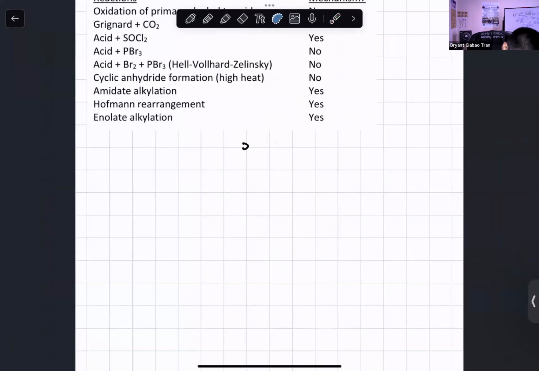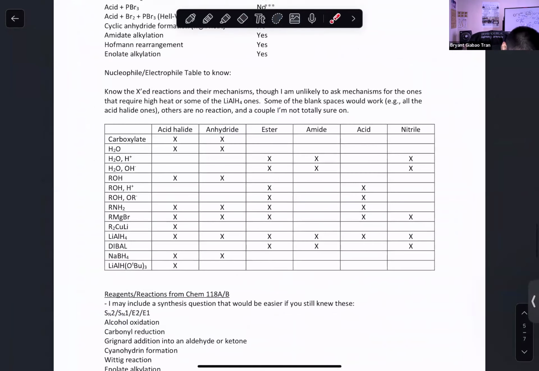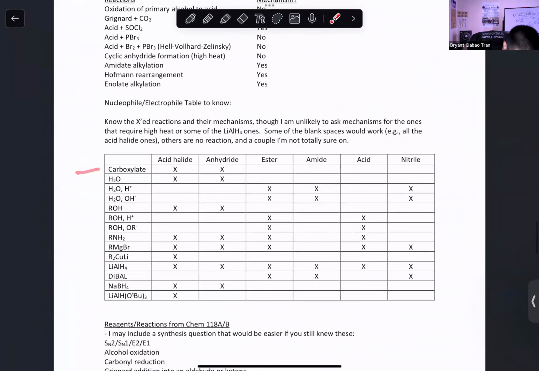This is like the reaction list. Right now, I was going over the acid halide or acyl halide reactions. So we got the carboxylate, which makes the anhydride. We got water, which does hydrolysis. We got alcohol, which makes the ester. We got the amine, which makes the amide.